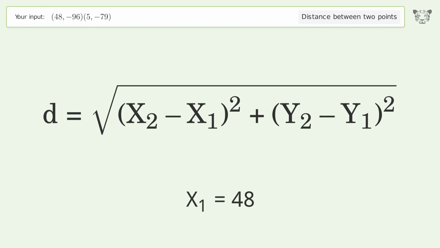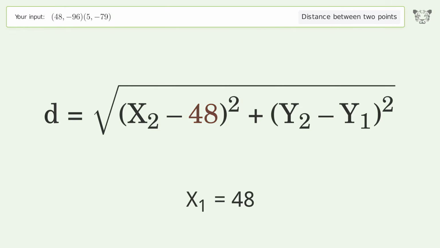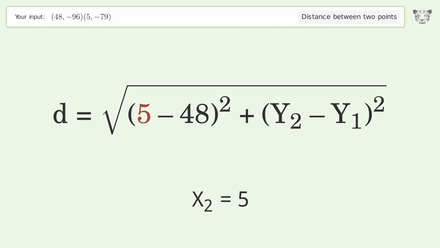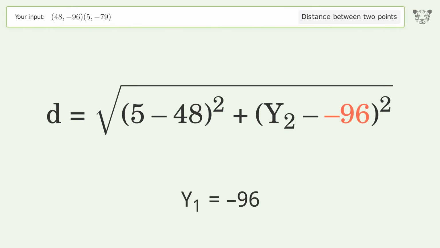x1 equals 48. x2 equals 5. y1 equals -96. y2 equals -79.